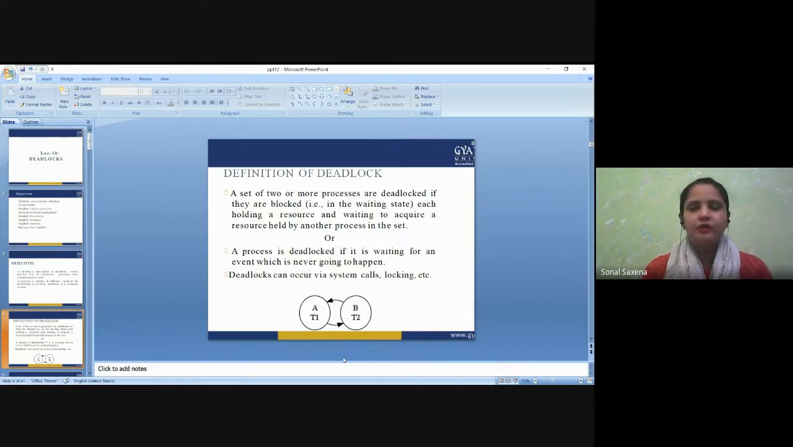Why? Because both of them need two resources and they already have one resource and they are in need of the second resource, which is already grabbed by each other. So nobody is going to leave the resource and nobody is going to take the resource. This is the condition where the processes get stuck and this creates the deadlock condition.